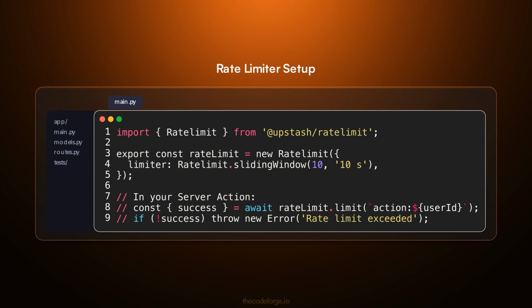In your server action, you check the rate limit keyed by userid or IP. If exceeded, throw an error.